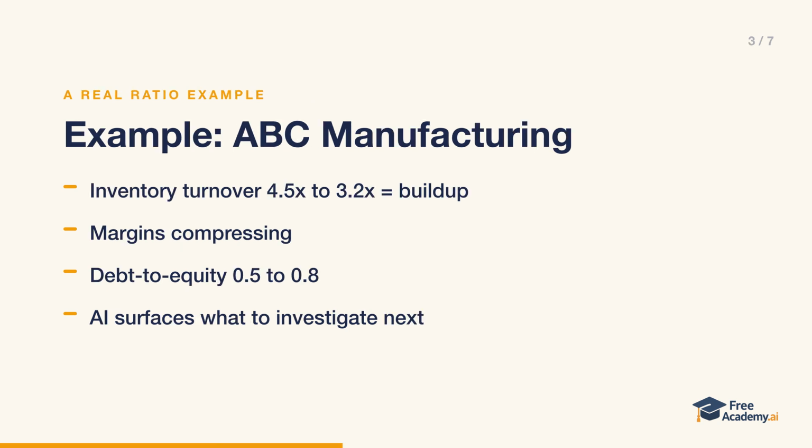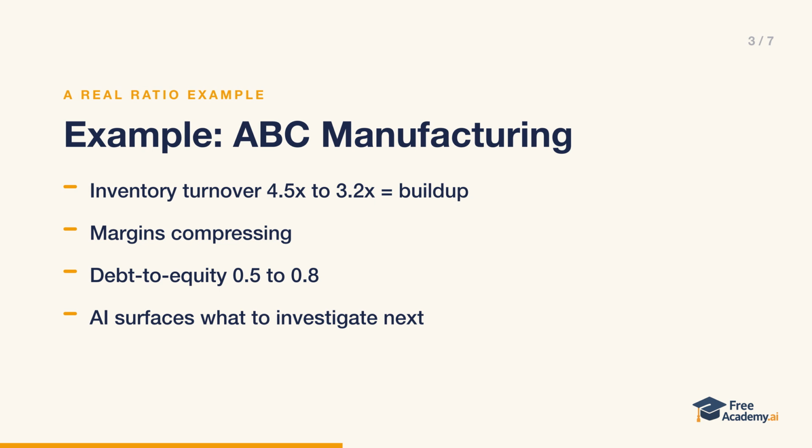Let's see this in action with ABC Manufacturing, a mid-sized industrial equipment maker. You feed AI the ratios you calculated. Current ratio fell from 2.1 to 1.8. Quick ratio dropped to 0.9. Inventory turnover slid from 4.5 times to 3.2. Gross margin slipped 3 points. Operating margin fell from 12 to 8%. And debt to equity jumped from 0.5 to 0.8.